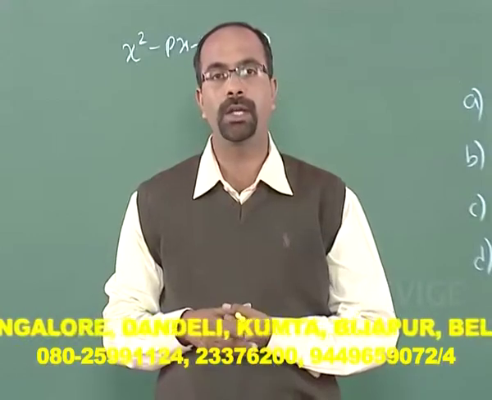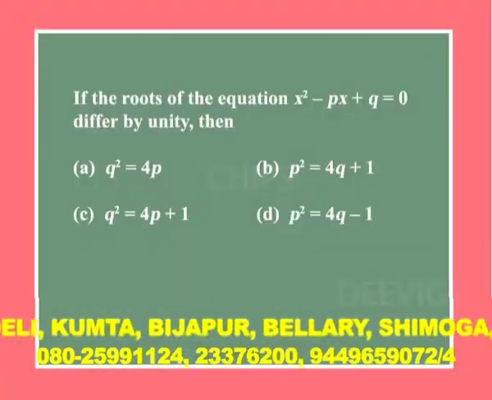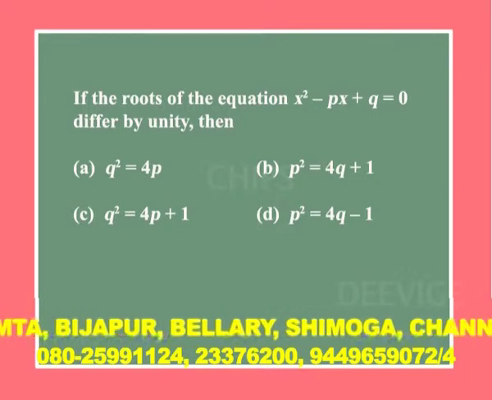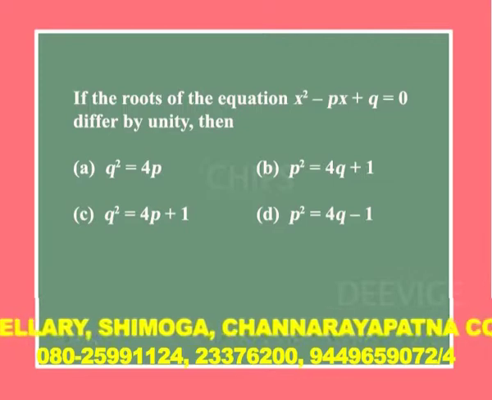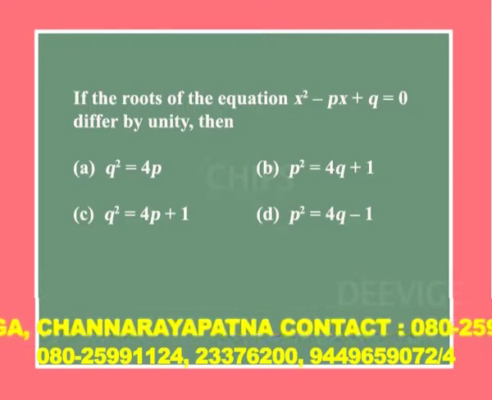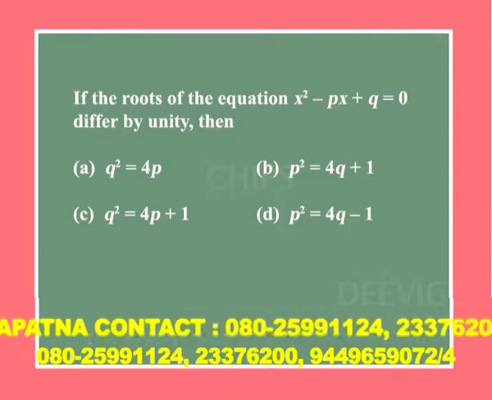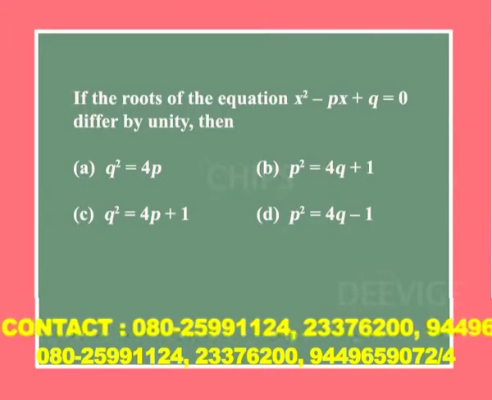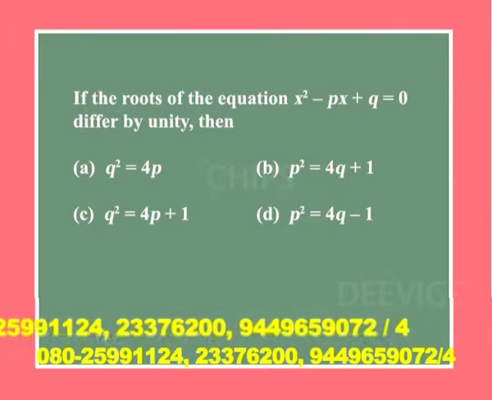This problem is taken from page number 135, question number 77. If the roots of the equation x square minus px plus q is equal to 0 differ by unity, then option A, q square is equal to 4p; option B, p square is equal to 4q plus 1; option C, q square is equal to 4p minus 1; option D, p square is equal to 4q minus 1.